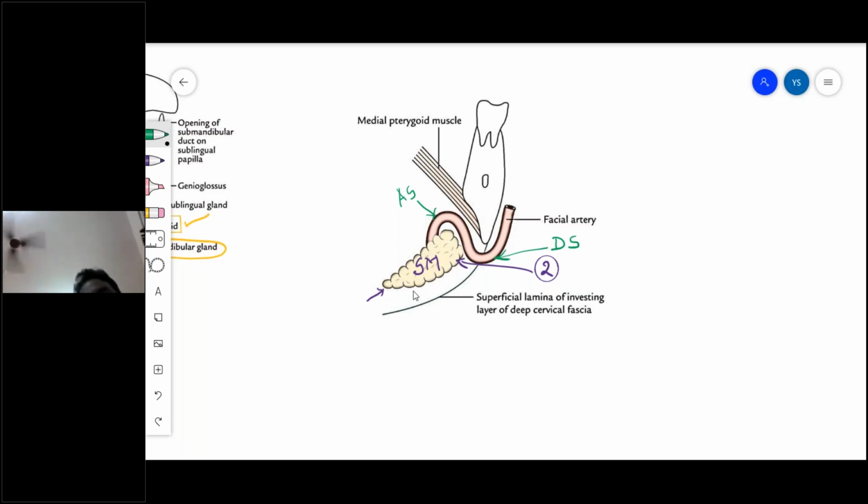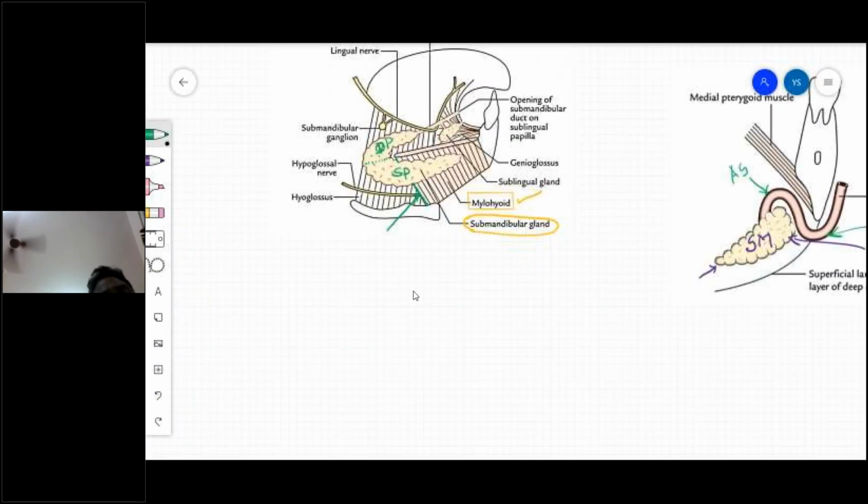So facial end is grooved by ascending loop of facial artery. Can you see it? Yes, sir. That is about the posterior end.